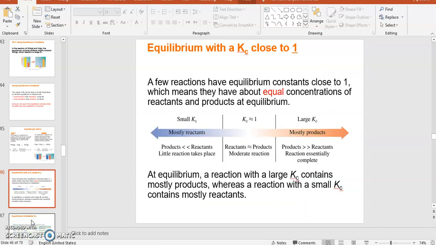So at equilibrium, when reactants equal products, the Kc is always around 1. If it's lower than 1, then it means that it's mostly reactants. If it's bigger than 1, then it means it's mostly products. If it's around 1, then the reaction is actually at equilibrium.